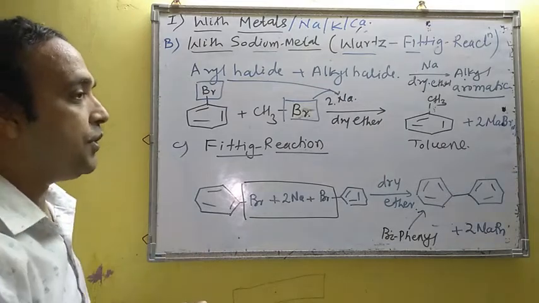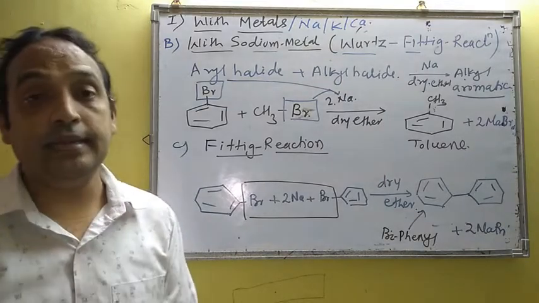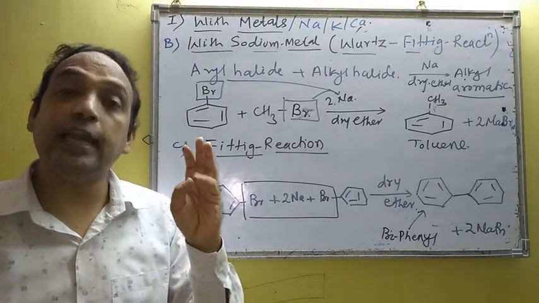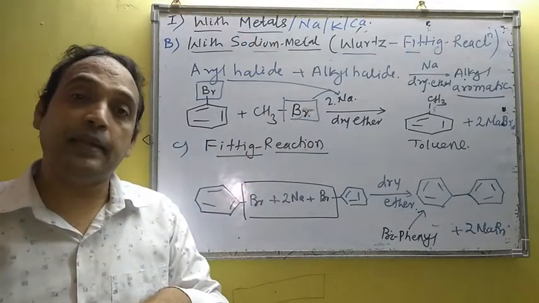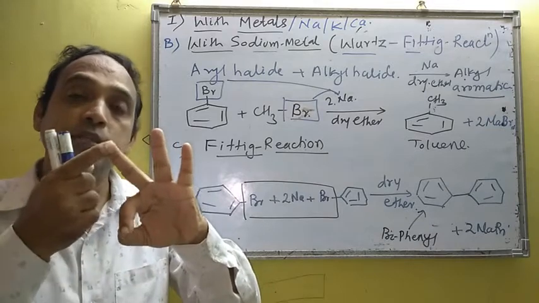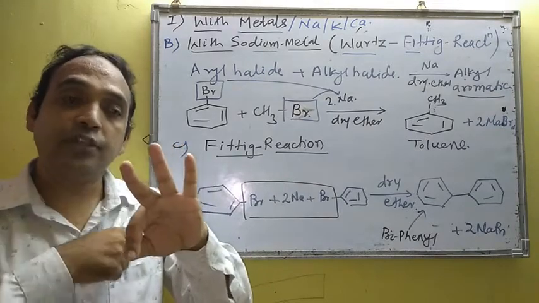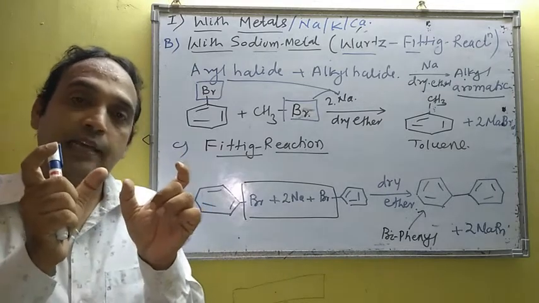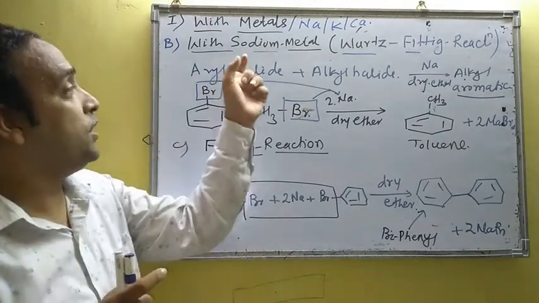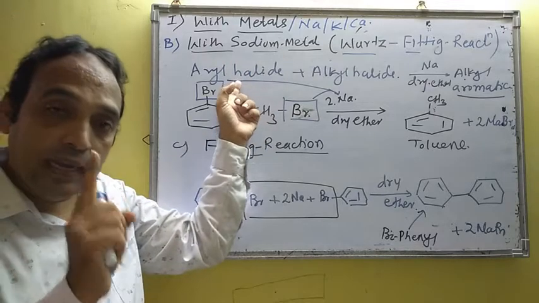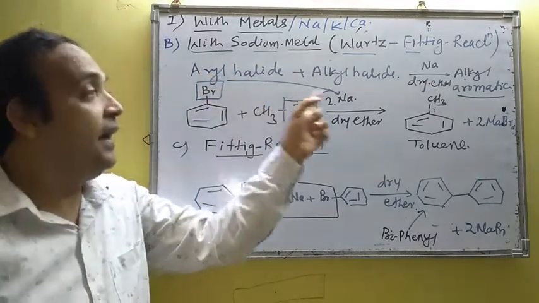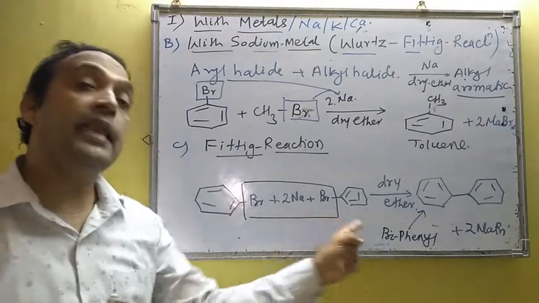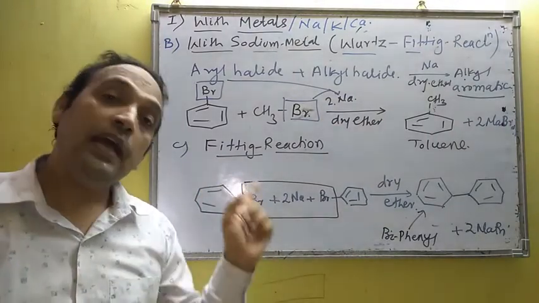So this is all about reaction of alkyl halide with metals. First one, magnesium metal Grignard reagent. Second one, reaction with sodium metal. उसमें 3 रिएक्शन है, Wurtz reaction, Wurtz-Fittig reaction and Fittig reaction. Wurtz reaction में क्या होगा? Both alkyl halides will react with sodium metal. Wurtz-Fittig reaction में क्या होगा? One alkyl halide, one aryl halide react with sodium metal. और Fittig reaction में क्या होगा? Both aryl halides.